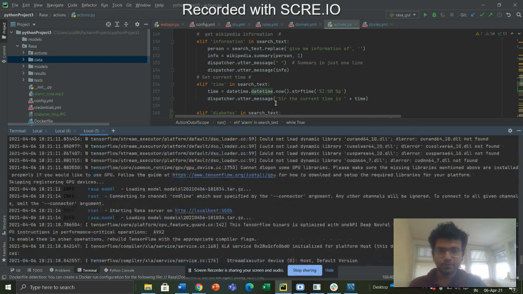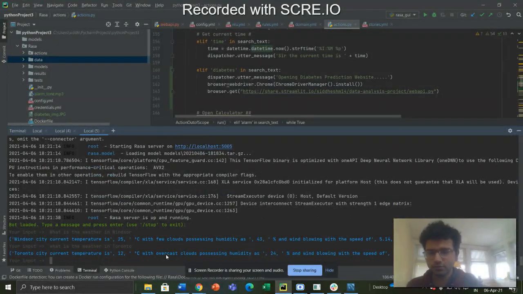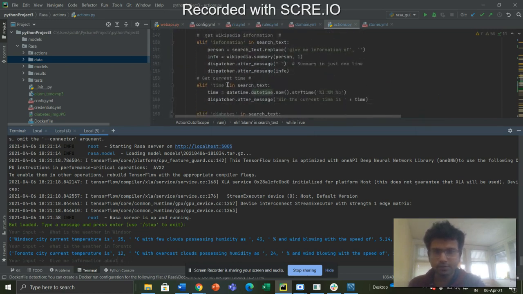Then if a user wants to get some information from Wikipedia, so let's say give me information about data science.